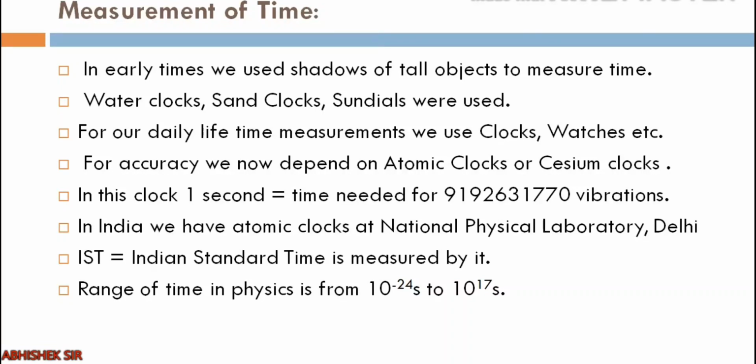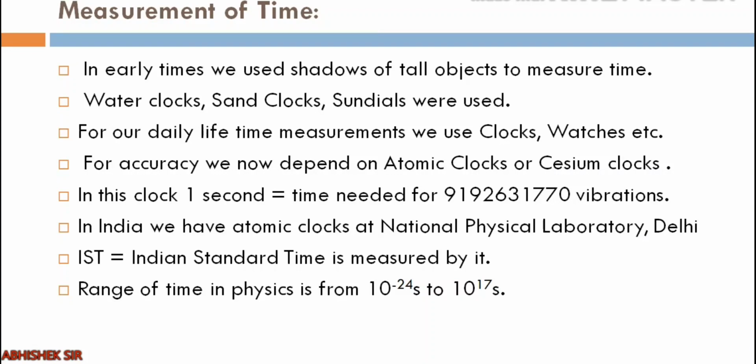In atomic clocks, how are we measuring 1 second? 1 second is the time needed for 9192631770 vibrations. Right? If this much vibration happens, then the time taken is called 1 second. See how accurate physics is, how accurate and precise technology is. Clear? In India, we have atomic clocks at the National Physical Laboratory, Delhi, and it helps us to measure or keep record of Indian Standard Time.